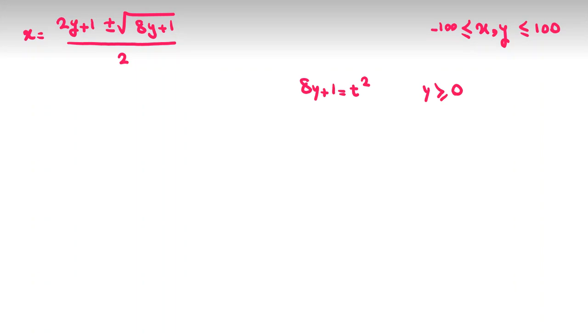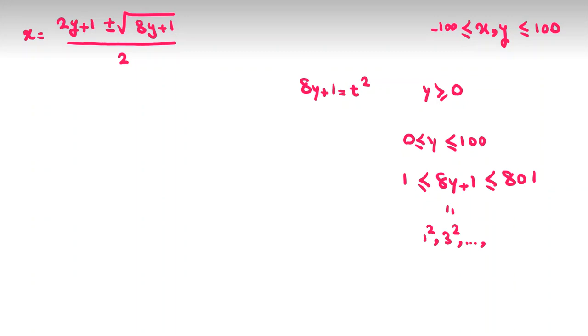Because y is at least 0: if y is, for example, negative 1 or less than that, this part will be negative, but p squared is at least 0. And y is also at most 100. So 8y plus 1 is at least 1 and at most 801. It should be a perfect square. So 8y plus 1 can be 1 squared, 3 squared, and so on, 25 squared, 27 squared, which will be 729, 29 squared, which will be 841. No, it is not possible. So the last one is 27 squared.